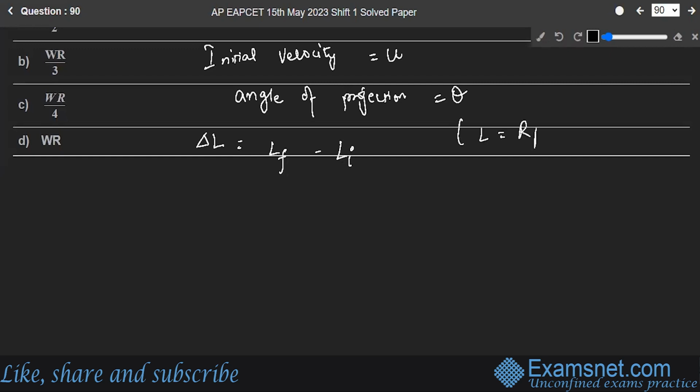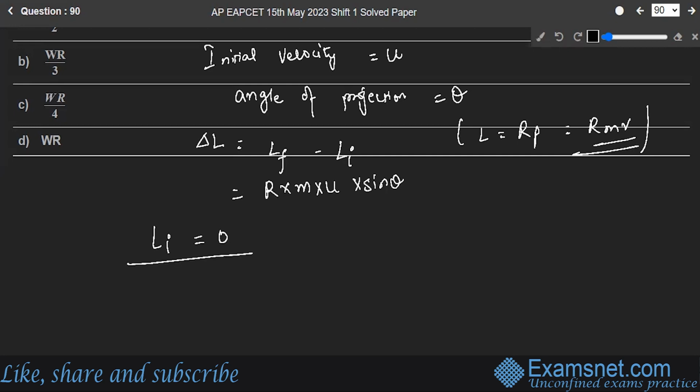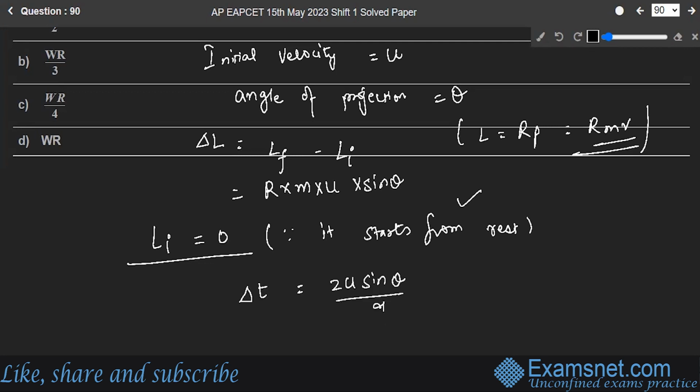See, L is equal to r cross p, or this is equal to r into m into v. So you have this as r into m into u into sine theta. Here, Li is equal to 0 as it starts from rest. So you have delta L as r into m into u sine theta. Also, delta T is given by 2u sine theta upon g. This is the time of projectile.